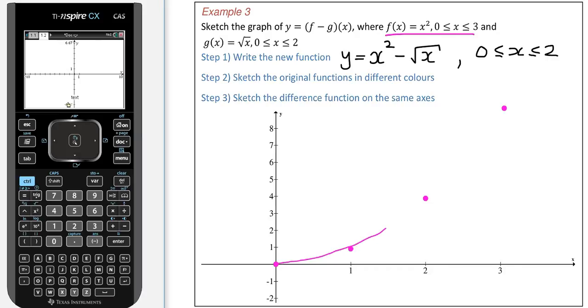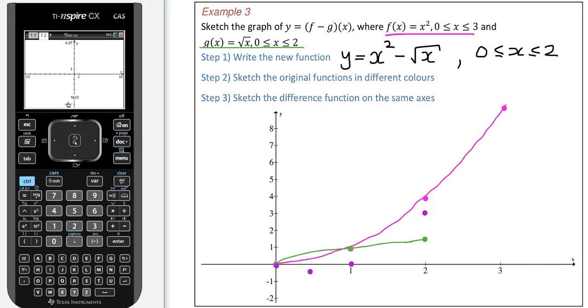I'm going to sketch x squared in pink, and I'm only going to sketch it within the domain of 0 to 3. Sketching g of x, which is the square root, in green. And again, I'm only going to actually graph this between 0 and 2. Note that the purple graph, which I'm about to put in now, is the x squared minus root x.